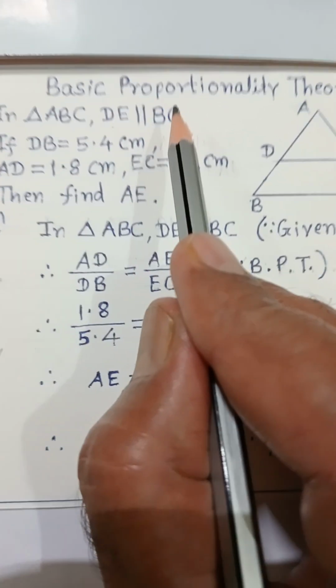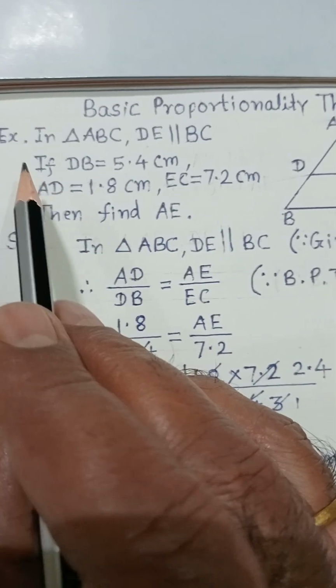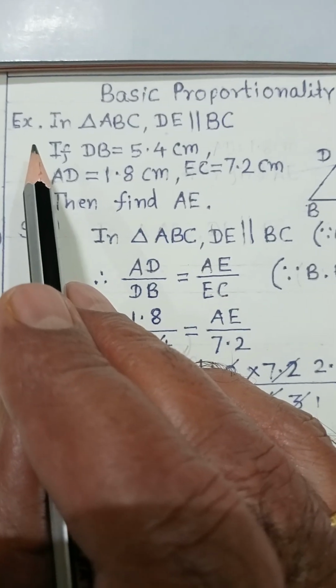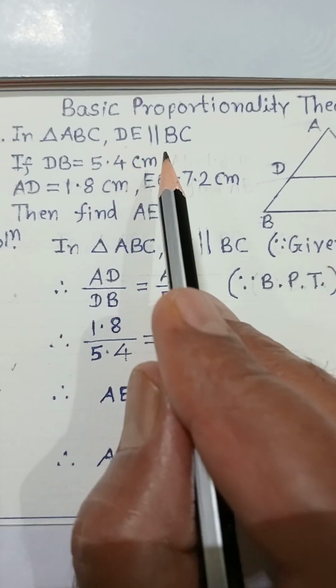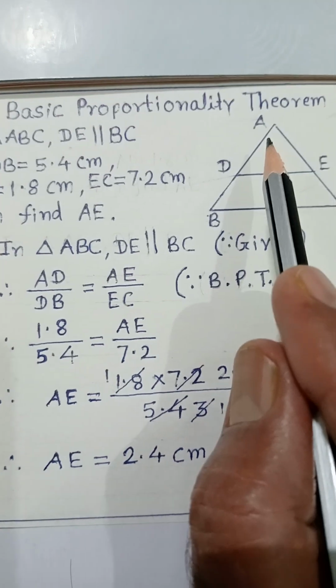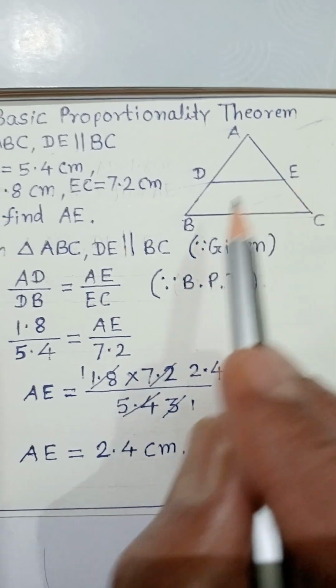Basic proportionality theorem. Example: in triangle ABC, DE is parallel to BC.